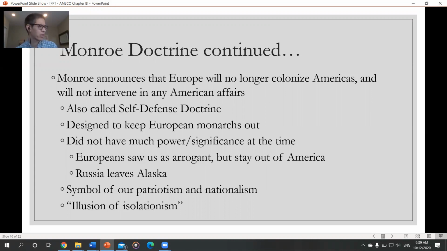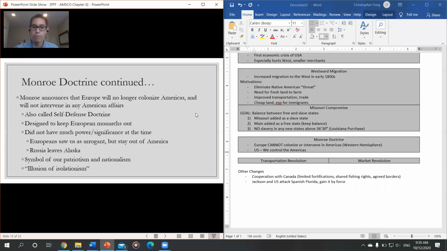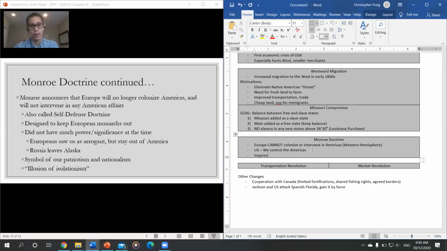But the Europeans were just like, well, who the heck do they think they are to tell us to do this? The Europeans saw it as arrogant and pompous and conceited. But they did stay out of the Americas because largely it would have been very expensive to go all the way over there, and then they knew that there would be a war. So this inspires patriotism in the US.